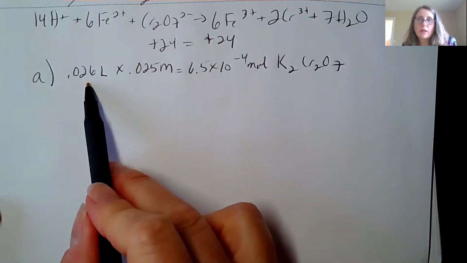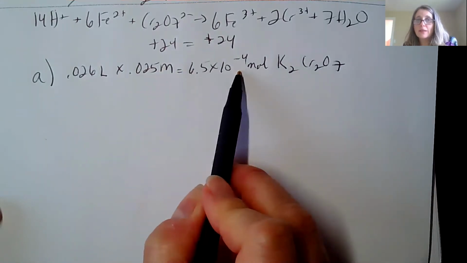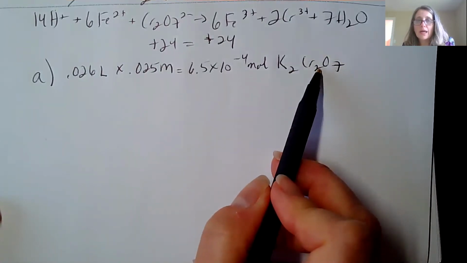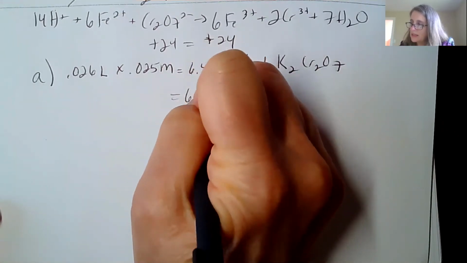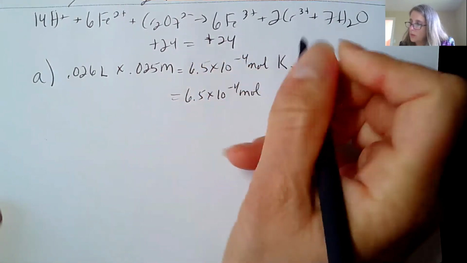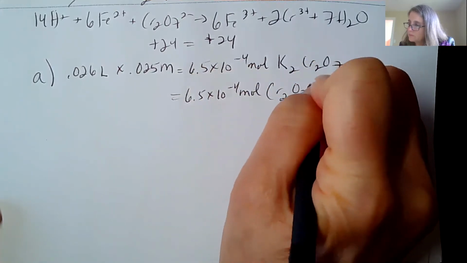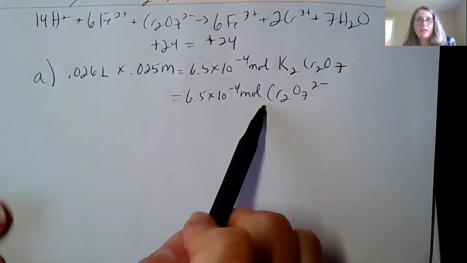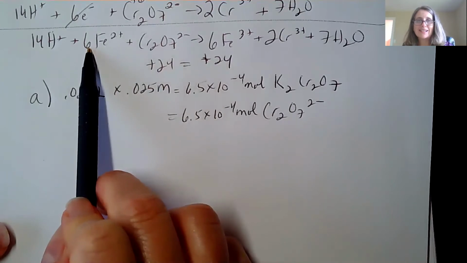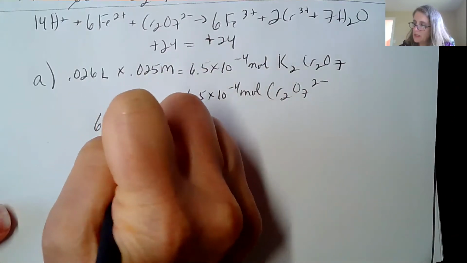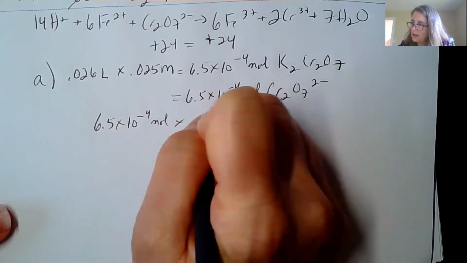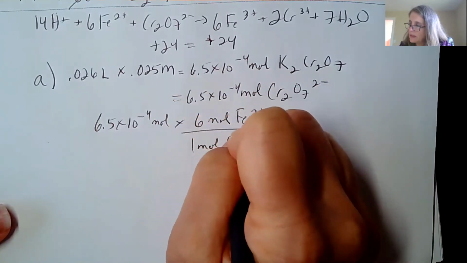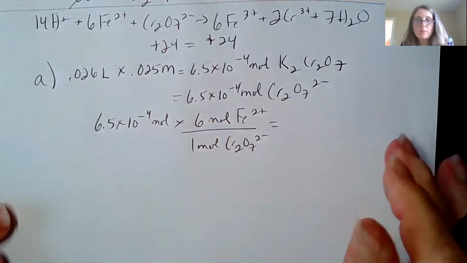Anytime you're given amount and then molarity, you could always find the moles of that substance. Well, if I look at that formula, the dichromate, I have one of those ions in this solution. So that must mean that is my 6.5 times 10 to the negative 4 moles of the dichromate. So I know for every dichromate, I have 6 irons. So I'm going to take the 6.5 times 10 to the negative 4 moles and multiply it by 6 moles of Fe2+ for every 1 mole of the dichromate from the balanced chemical equation.